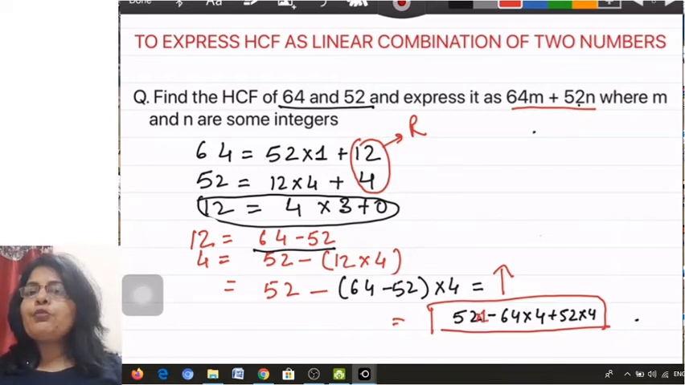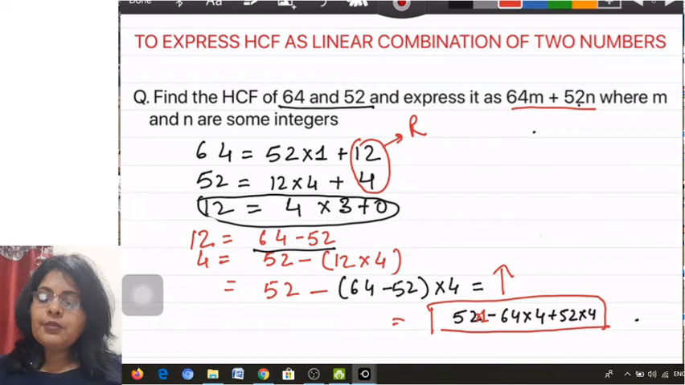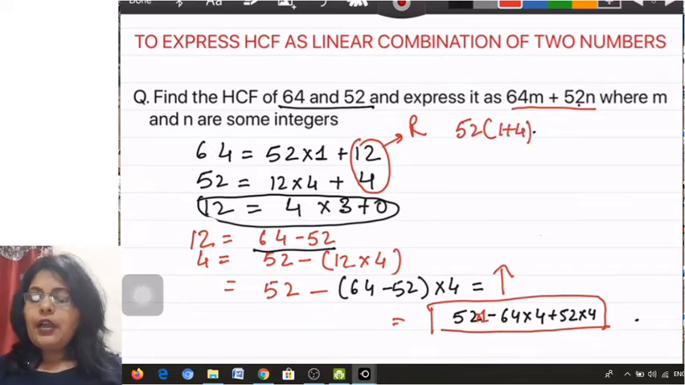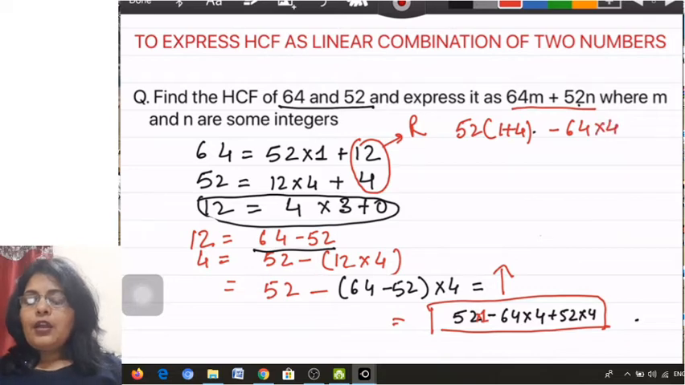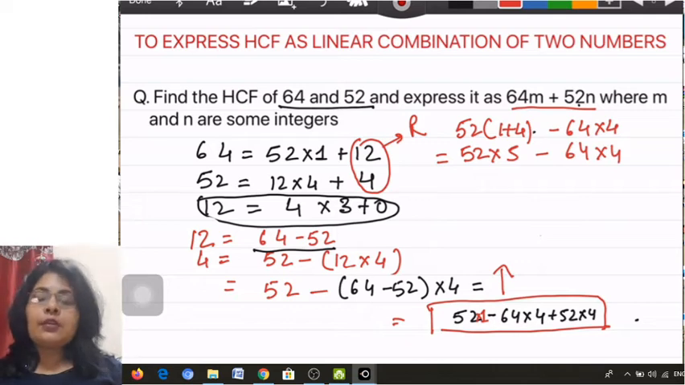So by distributive law, we'll take 52 as common, then it will become 1 plus 4, and here minus 64 into 4. Now this again becomes 52 into 5 minus 64 into 4. Now this is in the form that was being asked, 64m plus 52n.